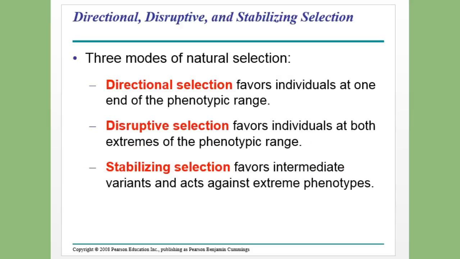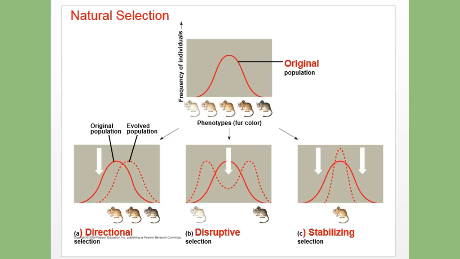Okay? There are three modes of natural selection. There's directional selection, where it favors individuals at one end of the phenotypic range. There's disruptive selection that favors individuals at both extremes of the phenotypic range. And there's stabilizing selection that favors intermediate variants and acts against extreme phenotypes. Okay, this figure on page 480 is showing these modes of selection.